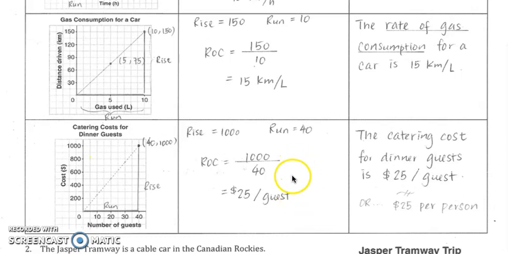Rise over run turns into $25 per guest. So when we are dealing with money, we put the $ sign in front of the number and then per guest at the end. So the meaning is the catering cost for dinner guests is $25 per person.